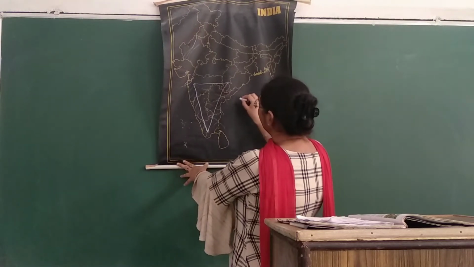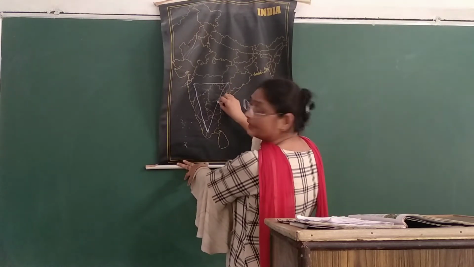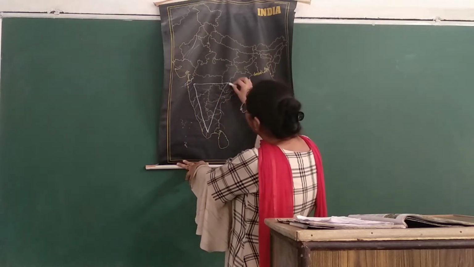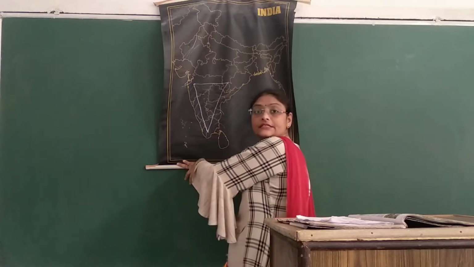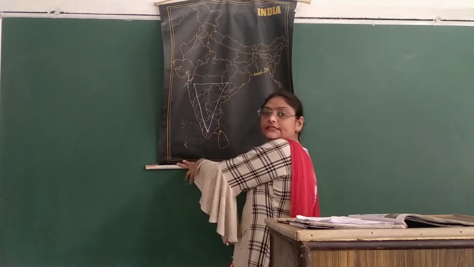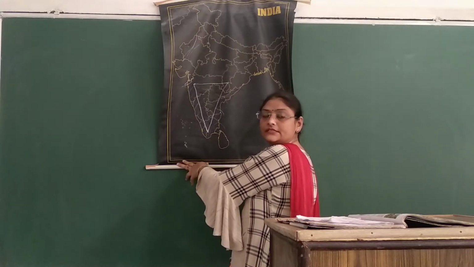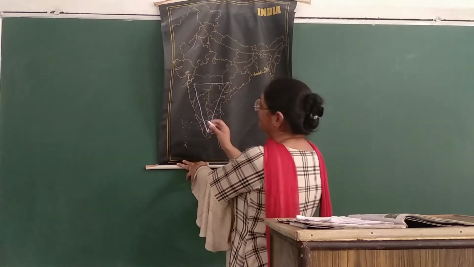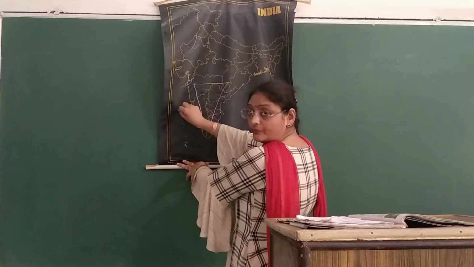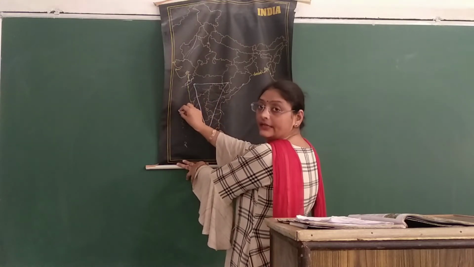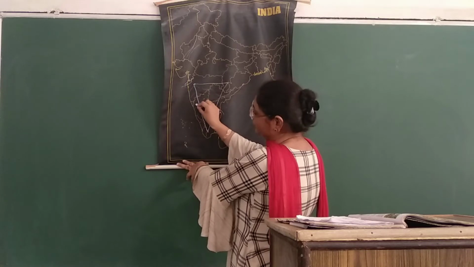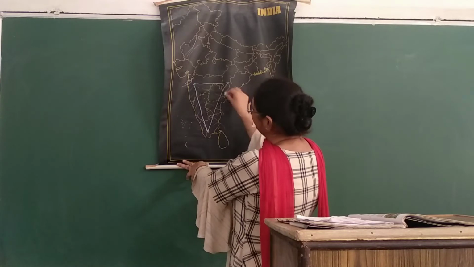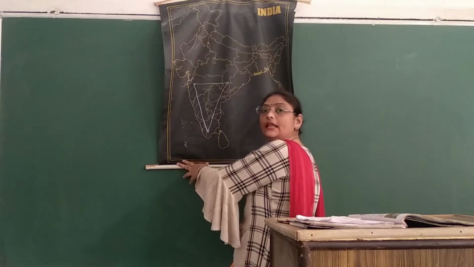area between Bay of Bengal and Eastern Ghat. The area between Eastern Ghat and Bay of Bengal, this area is known as the Eastern Coastal Plain. So this is the first kind of differentiation between Western and Eastern Coastal Plain. The area between Western Ghat and Arabian Sea is known as Western Coastal Plain, and the area between Eastern Ghat and Bay of Bengal is known as the Eastern Coastal Plain.